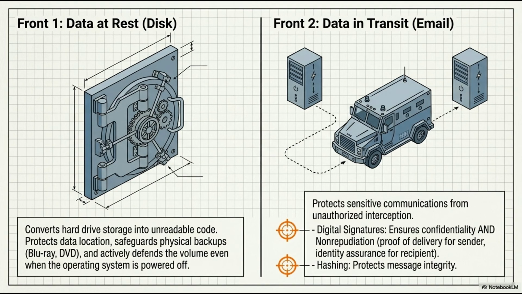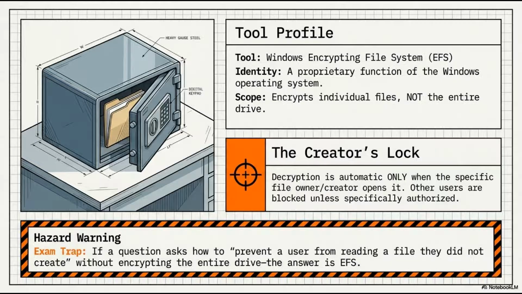That is so cool. Okay, next up is slide 4, titled Tool Profile, Windows Encrypting File System, or EFS. Our first specific tool in the armory. Right. And the visual here is a small desktop safe holding a single folder, and it has a little digital keypad. Notice how different that is from the massive bank vault. Yeah, it's much smaller in scope.